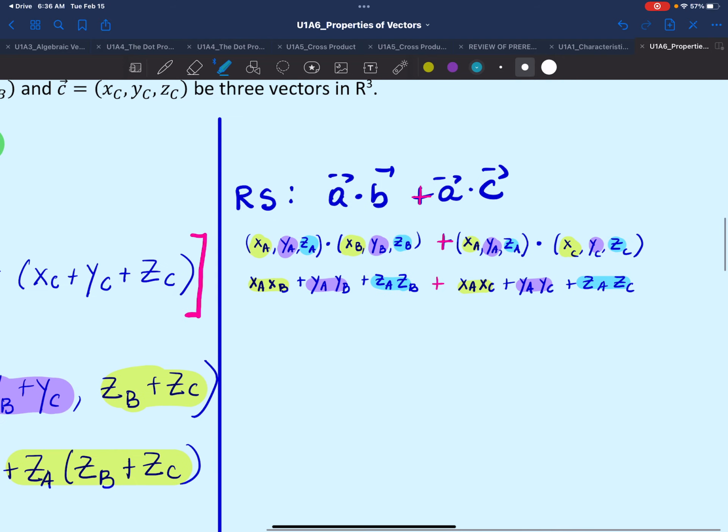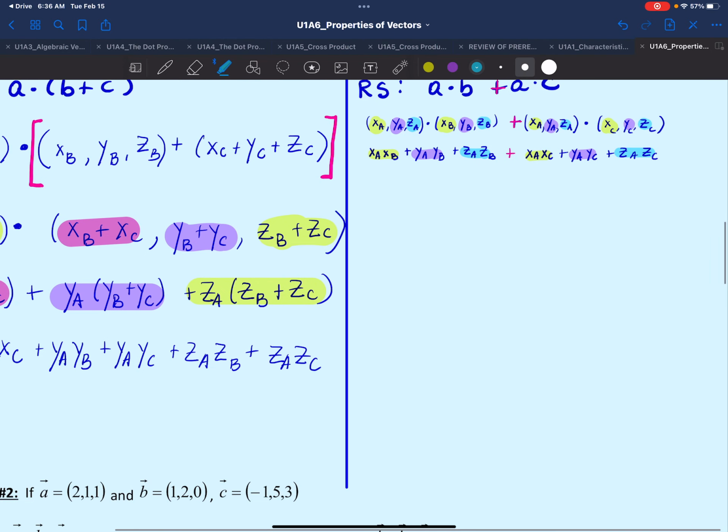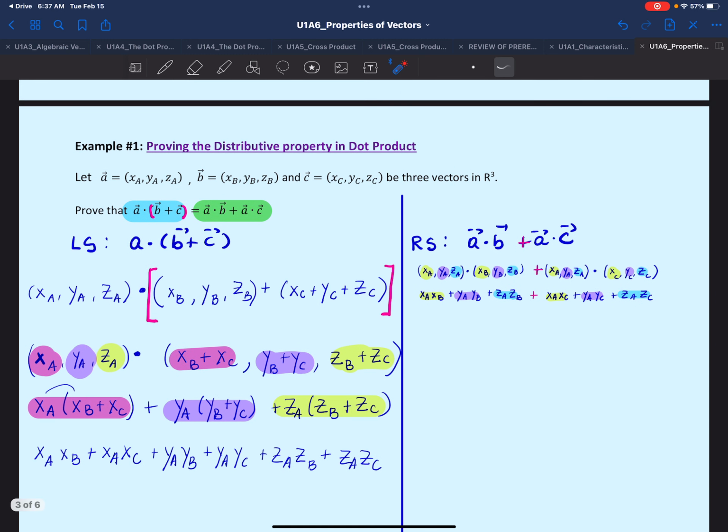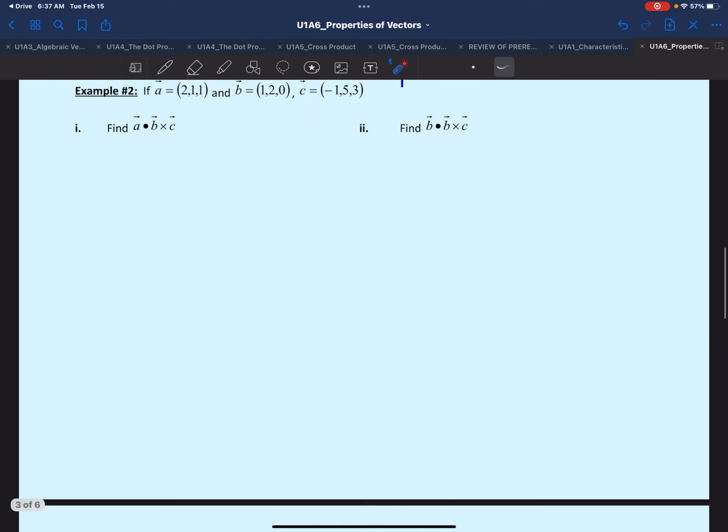So now let's take a look at what we have obtained in each case. So we have XA XB. Here we have XA XC, which is right here. YA YB, YA YC, ZA ZB, and ZA ZC. So in total, 1, 2, 3, 4, 5, 6 terms. As you can see, left side equals right side, which proves that A dot B plus C equals A dot B plus A dot C.